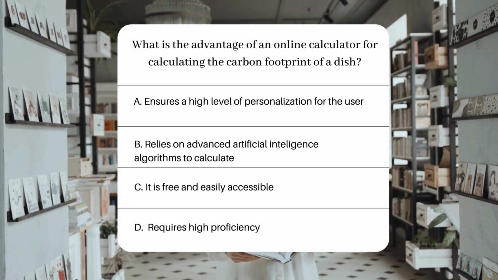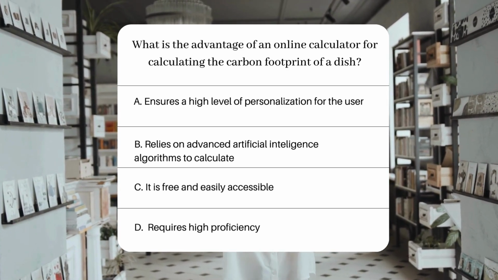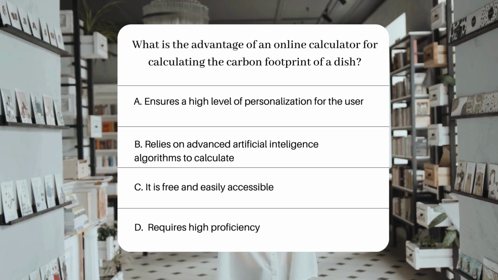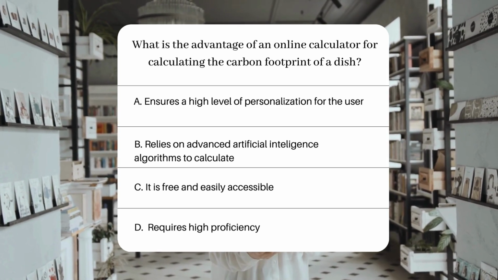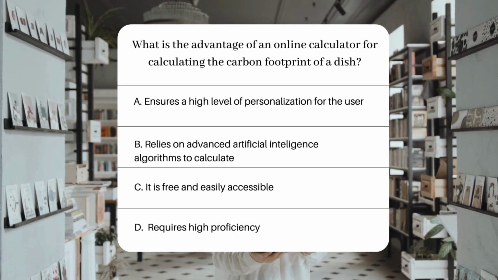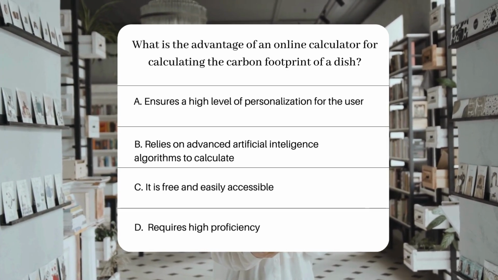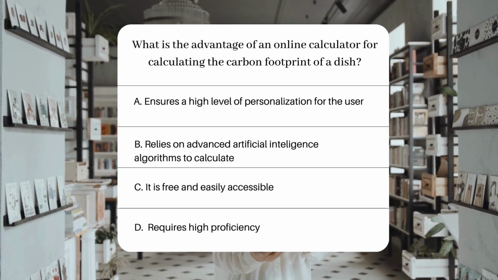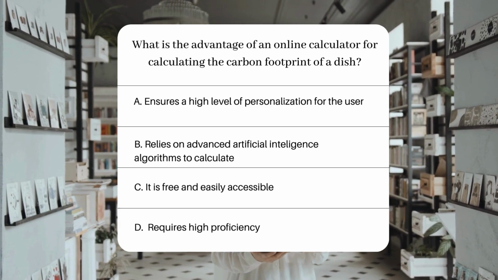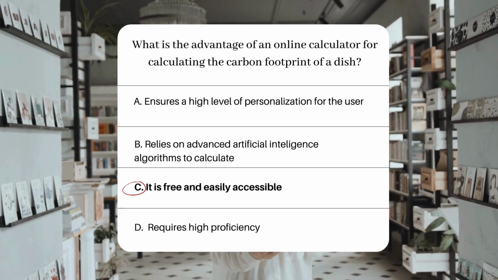What is the advantage of an online calculator for calculating the carbon footprint of a dish? A. Ensures a high level of personalization for the user. B. Relies on advanced artificial intelligence algorithms to calculate. C. It is free and easily accessible. D. Requires high proficiency. C. It is free and easily accessible.